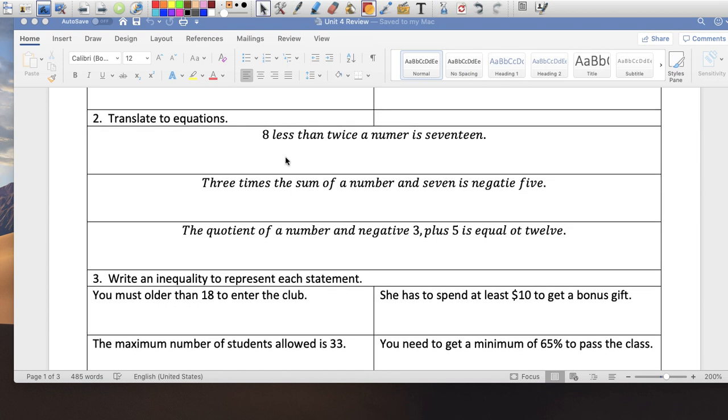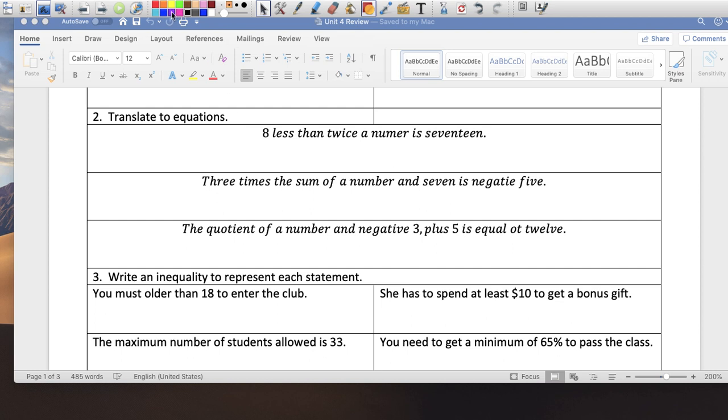Translate to equations. So all I got to do is translate. There's no solving here. So I like to translate part by part. Right under it is... So 8 means 8. Less than to me is subtraction, right? Twice a number is 2 times, multiplying that by a number.